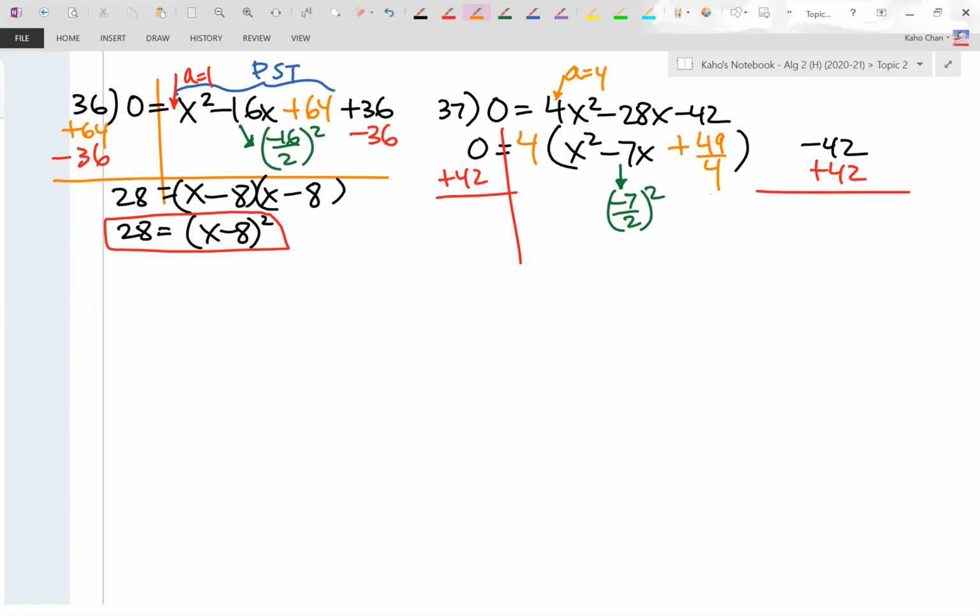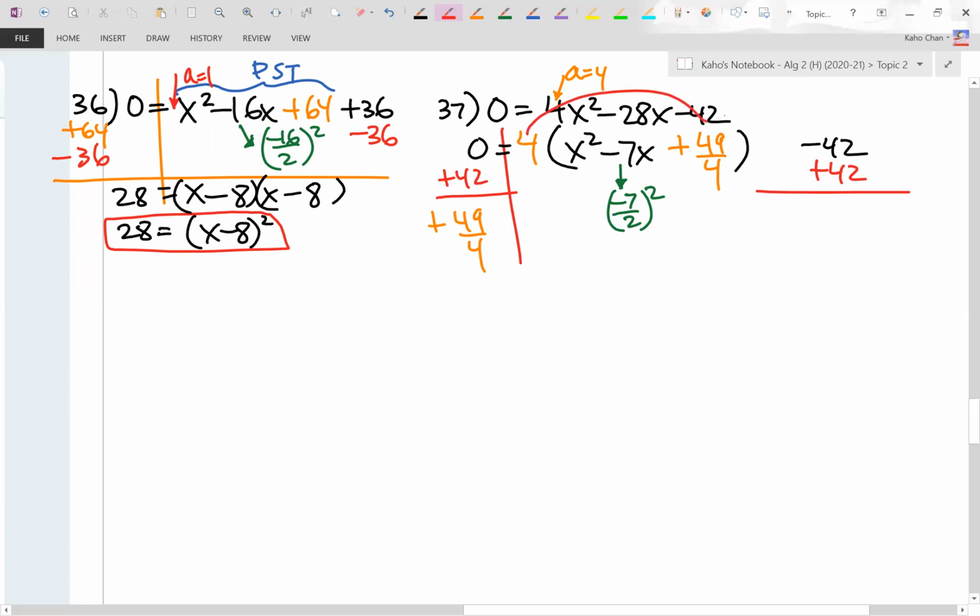I need to balance it on the other side. But remember, we took out a 4 earlier. So I didn't add 49 fourths on one side. I actually added 4 of those 49 fourths, so I have to multiply that by 4. There's 4 copies. That's how the distributive property works here. But I did create a PST right here. This is an ugly fraction.